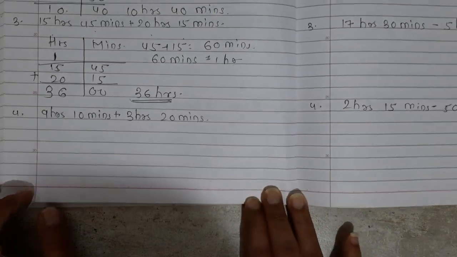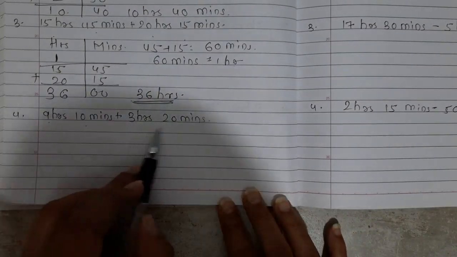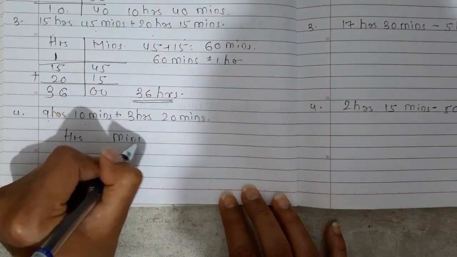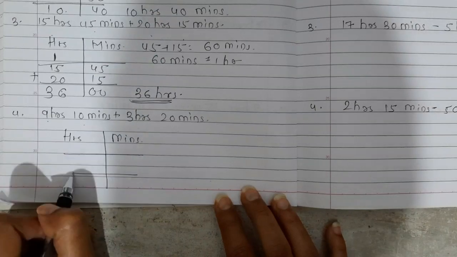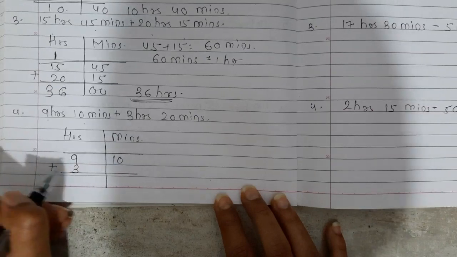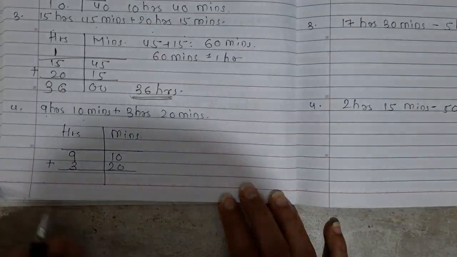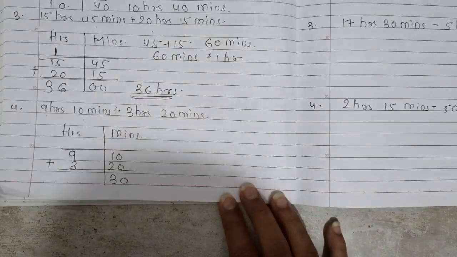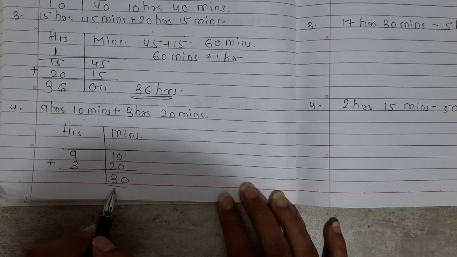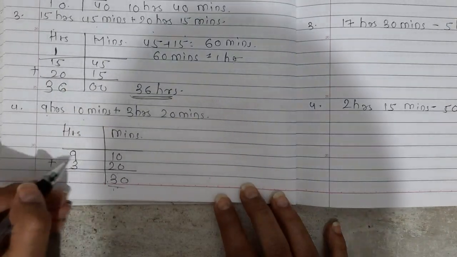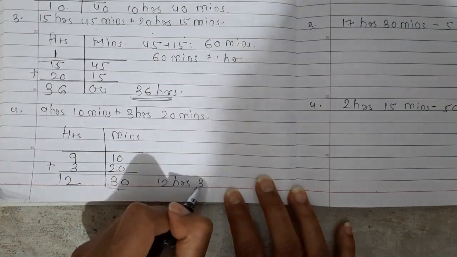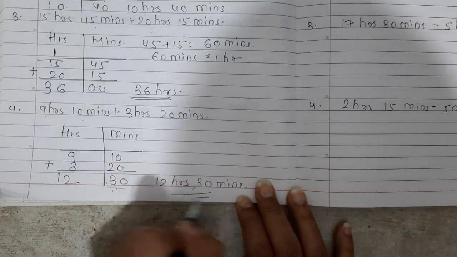Now the last one. 9 hours 10 minutes plus 3 hours 20 minutes. Now 10 plus 20, 30 minutes. 30 minutes is less than 60, so you can write it as it is. 9 plus 3, 12. So 12 hours 30 minutes is the answer.